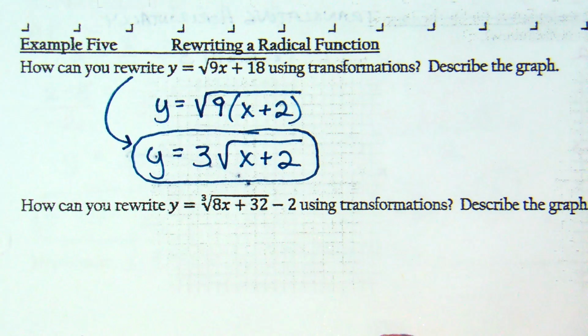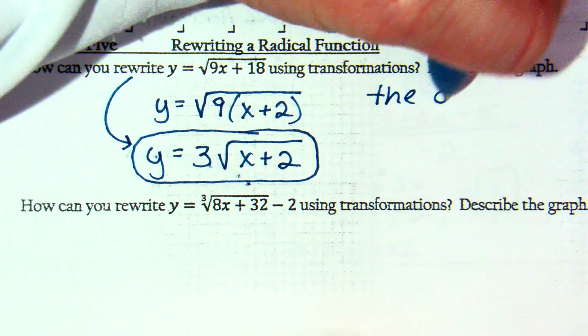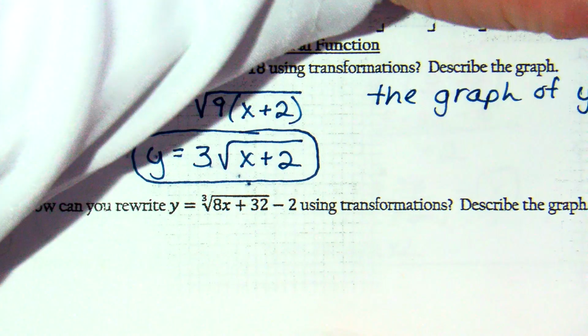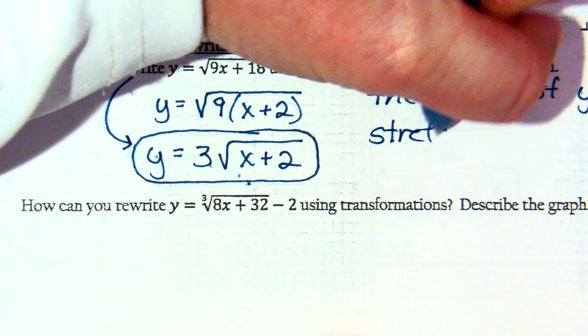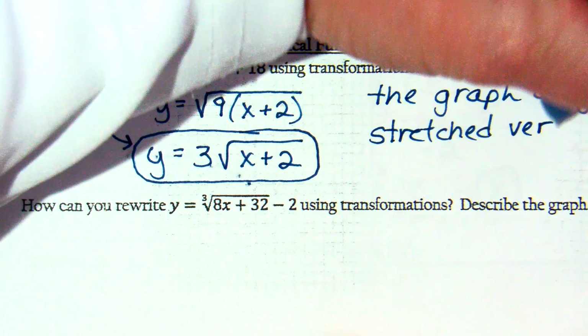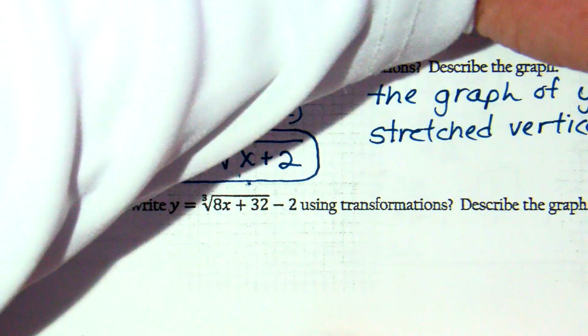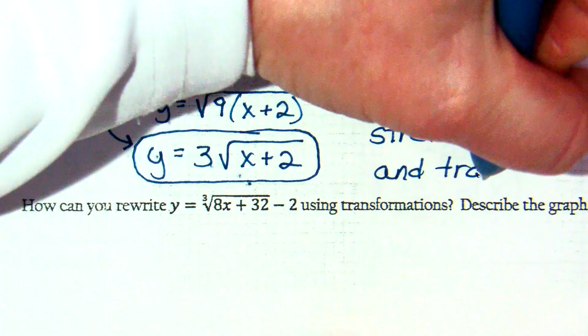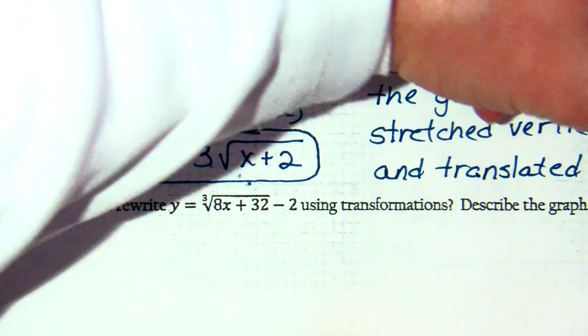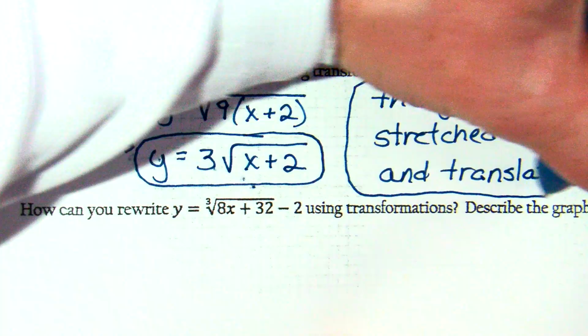So when we describe it in words, it's the graph of y equals the square root of x stretched vertically by a factor of 3 and translated left 2 units. I know, I got wordy, and I will get this all on the screen for you momentarily if you'll give me a moment.